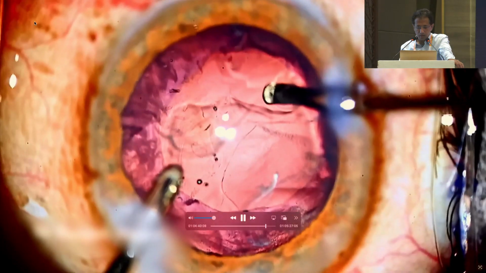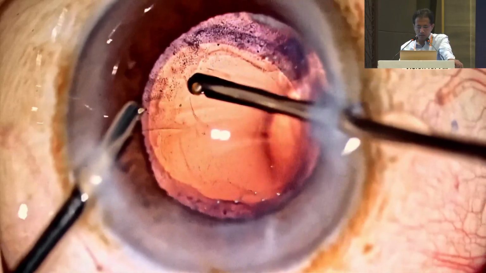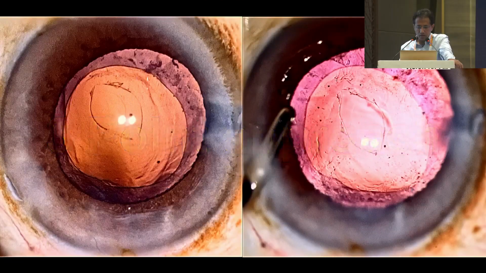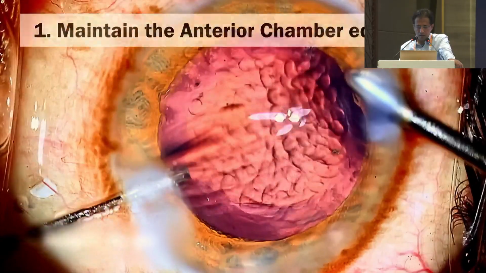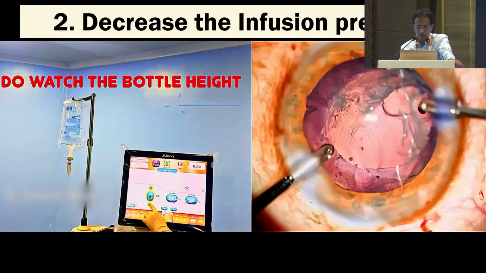So to conclude, we can reduce the incidence of PC tear enlargement during trans-limbal anterior vitrectomy by following the 3-point approach. Number 1, maintain the chamber equilibrium at every step. Number 2, decrease the infusion pressure as the anterior vitrectomy is begun.